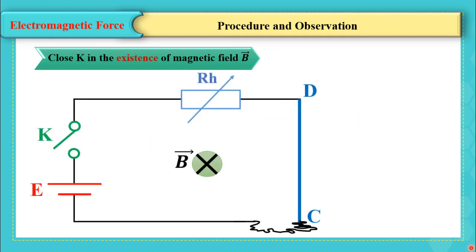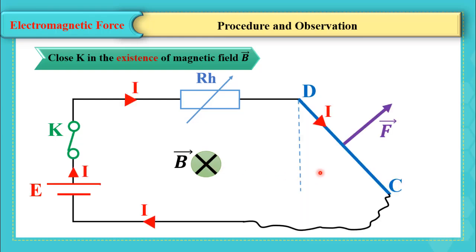After that, we closed the switch K, where B field exists and it's perpendicular to the plane of the figure directed inward. We noticed that the wire is deviated by an angle alpha from its vertical position to one position due to a force exerted on the rod CD.